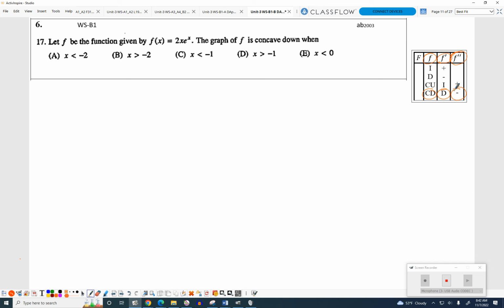Points for Ethan. So we want to say F is concave down when F double prime is negative. That's what we're looking for. That's the guiding sentence. Questions? 2 for Ethan. Cool. Okay.